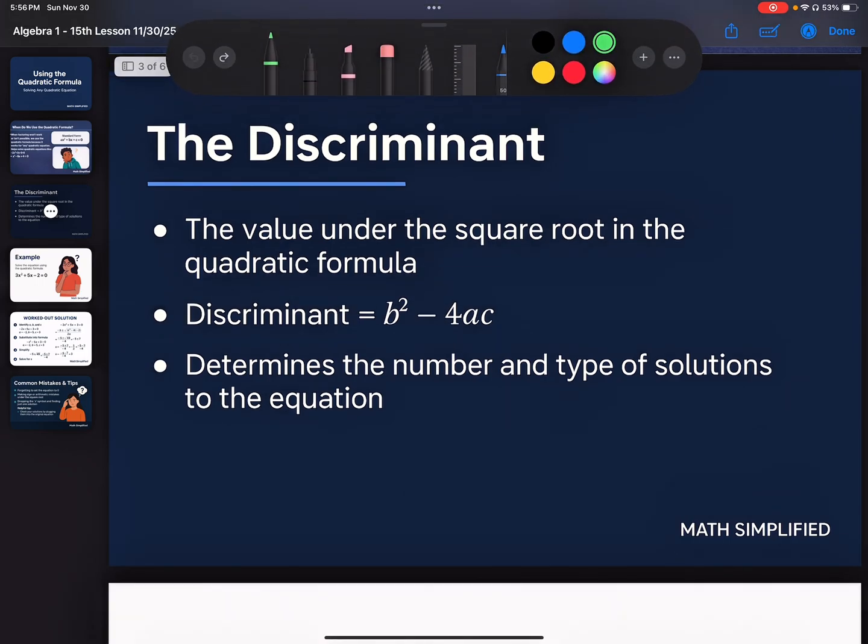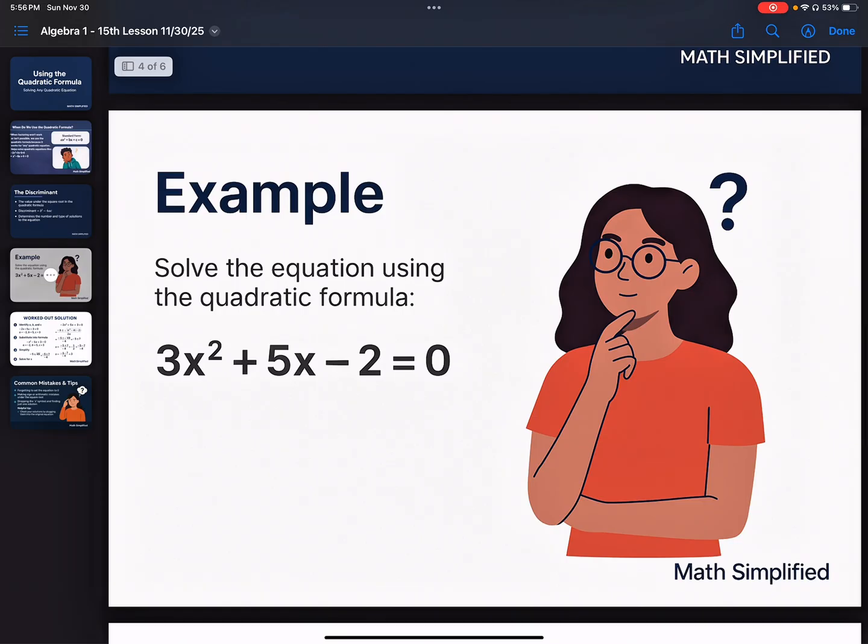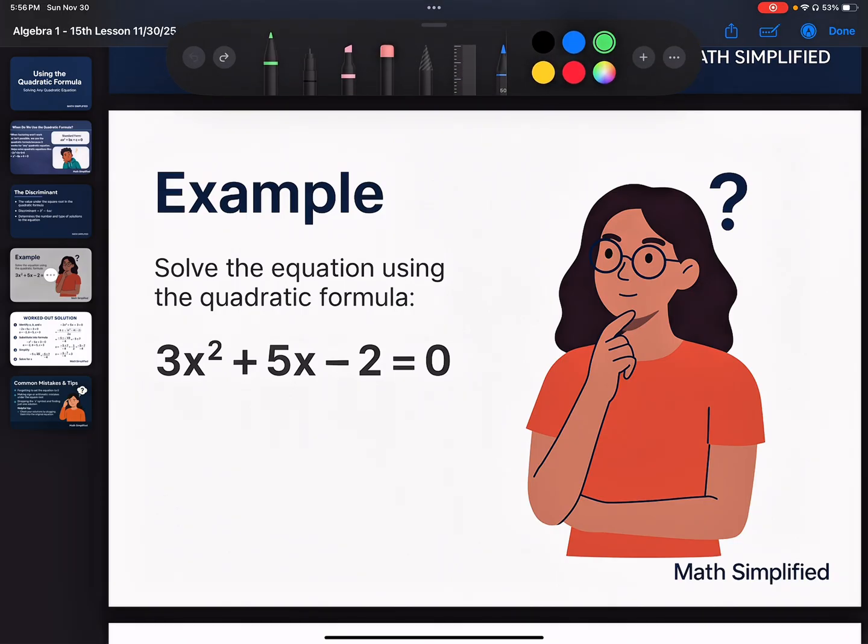So the discriminant is the value under the square root in the quadratic formula. The discriminant is b squared minus 4ac. It determines the number and types of solutions to the equation, okay? That's very important. So here we have an example of 3x squared plus 5x minus 2 equals 0. We always gotta set it to 0. Here we have a, here we have b, and here we have c. What that means is that 3 is the leading coefficient, then we have 5, and then -2.